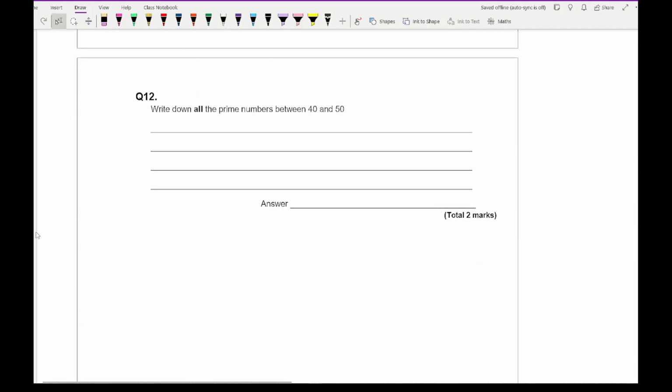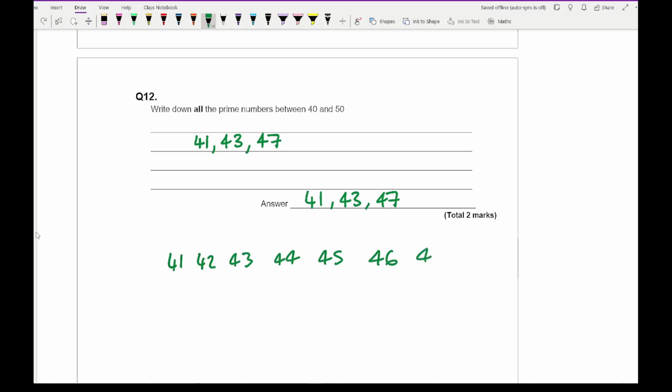Then with question 12, it says write down all the prime numbers between 40 and 50. So here we're looking at 41, 43, 47, and that should be it. Now again, if you're ever unsure, I would start by actually writing down all the necessary numbers, and then sometimes it may be just a case of going through and seeing if it does work.